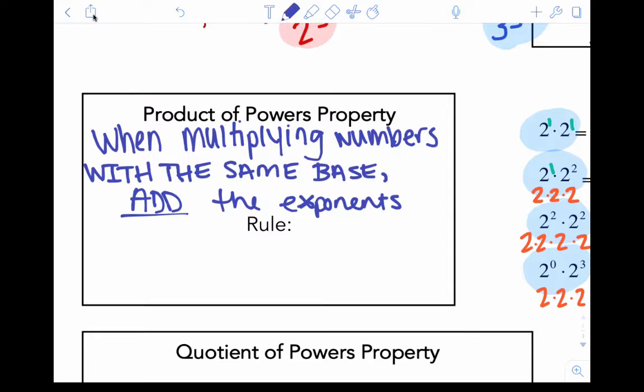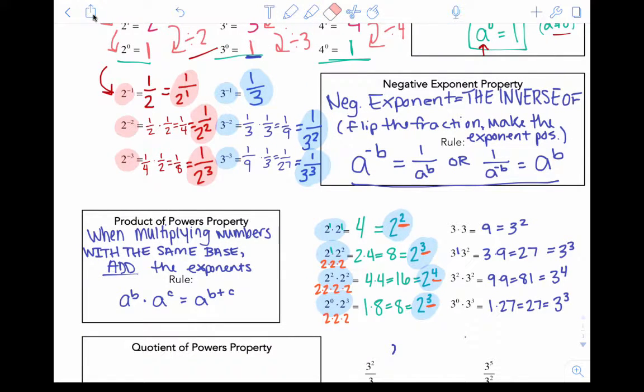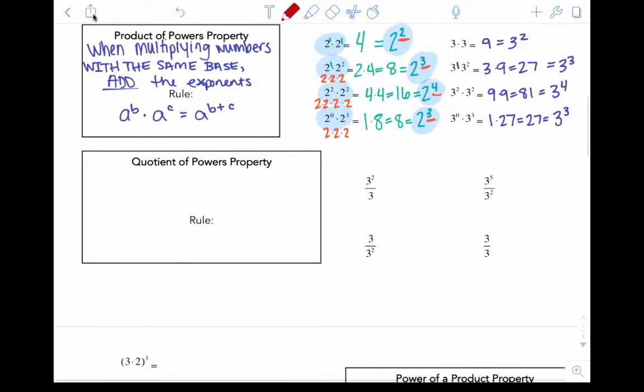So this rule that I'm going to write out, once again, I need to use variables to show that I can put any number in for this base and exponent. I'm going to have a to the b times a to the c. Notice that I have the same base for both of those. That's going to equal a to the b plus c. So the base stays the same and I just add together my exponents. All right, I'm going to move on to the last property on this side of our note guide.